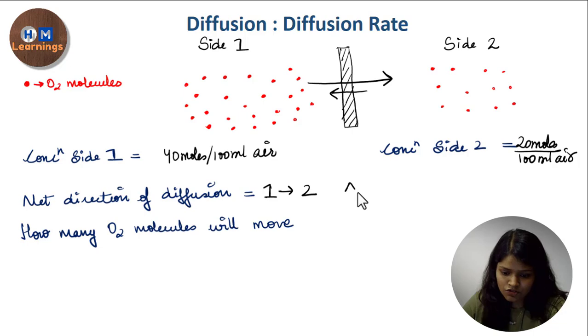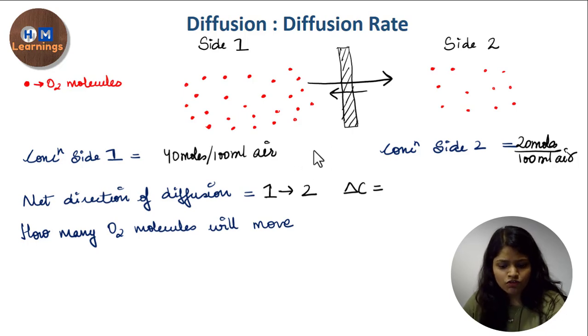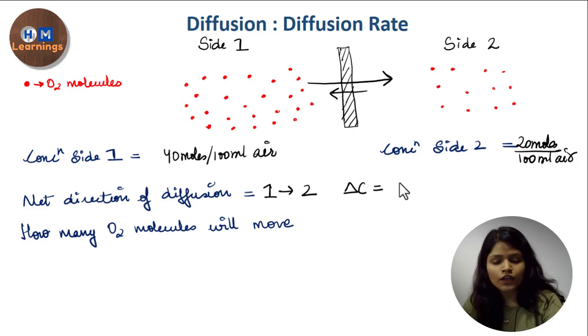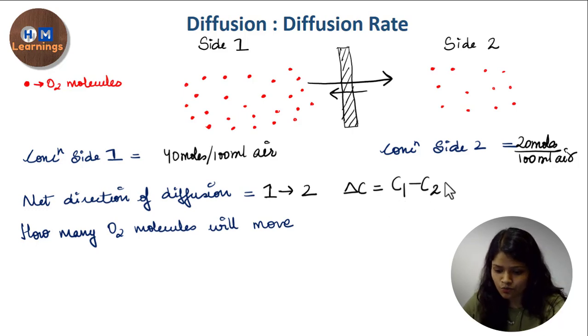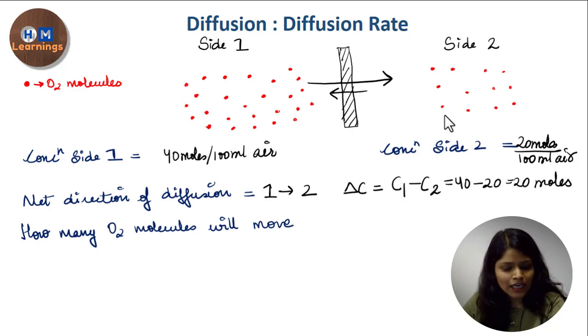Now there is another thing which is called a concentration gradient. Concentration gradient means that there is a difference in the concentration, which we can see here also. How can you calculate the concentration difference? You subtract the lower concentration from the higher concentration. So here it will be C1 minus C2, that is 40 moles minus 20 moles, which gives you 20 moles. So the concentration difference between these two areas is 20 moles of oxygen.